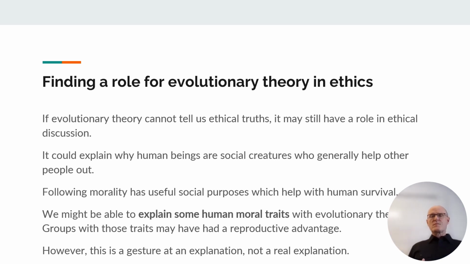All right. So one central idea we've already seen in the idea of E.O. Wilson is that evolution can explain to some extent why we believe in morality, because it's socially adaptive to do so.